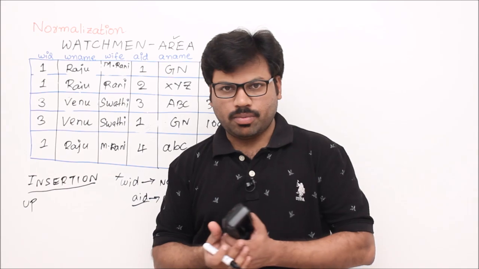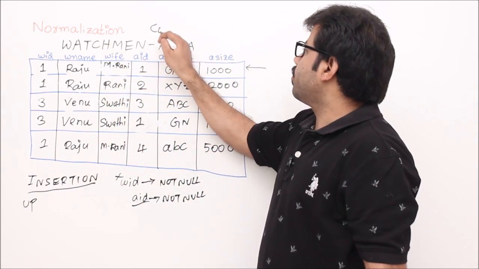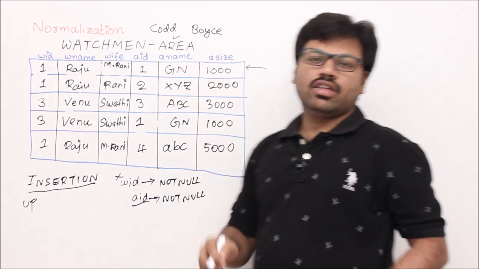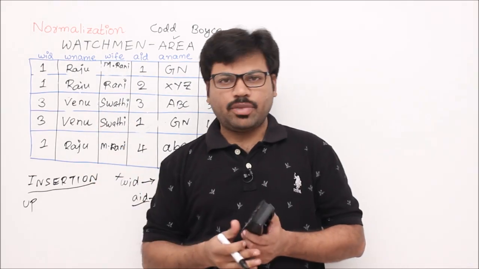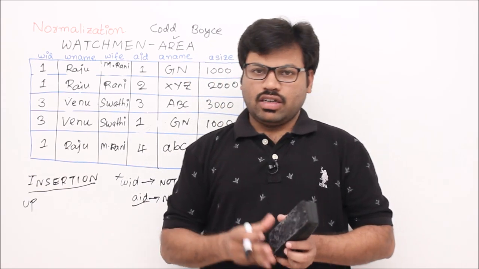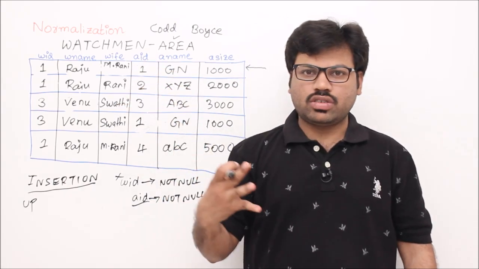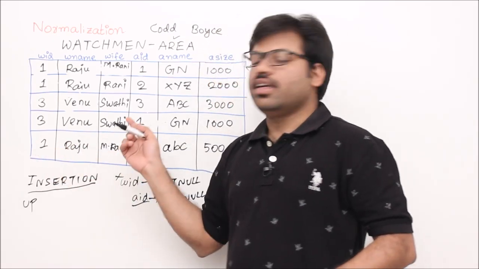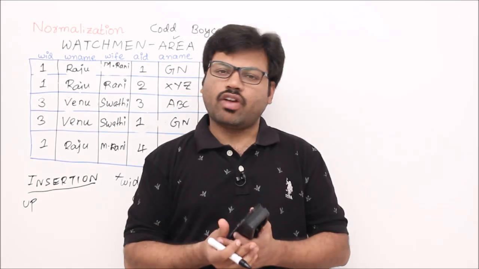But how to solve this problem? That is normalization. Mr. Codd and Boyce, these people proposed some rules. If you follow that set of rules, automatically all these anomalies can be solved: insertion anomaly, deletion anomaly, updation anomaly. So I can say that normalization is nothing but imposing some systematic rules on your table so that your table doesn't have these design problems, otherwise these anomalies. That is the major concept of normalization.